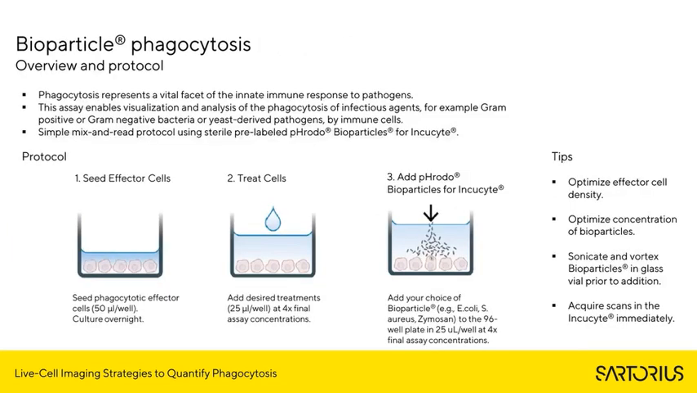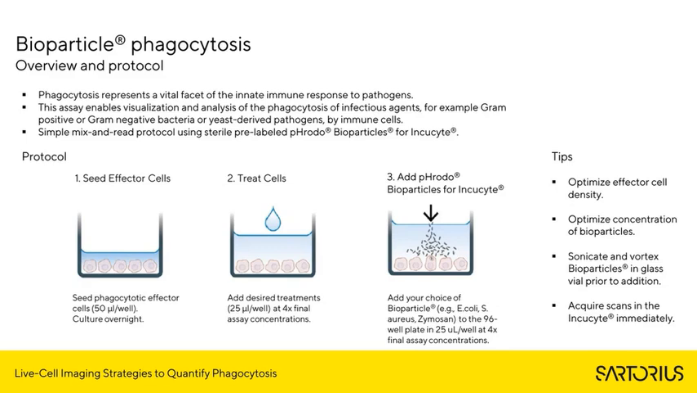As I previously mentioned, phagocytosis is a key mechanism by which microorganisms are engulfed and degraded, and this represents a vital facet of the innate immune response to pathogens to defend the host from infection. The Incucyte bioparticle phagocytosis assay enables real-time visualization and analysis of phagocytosis of infectious agents, for example, gram-positive or gram-negative bacteria or yeast-derived pathogens by immune cells. And this protocol is a simple mix and read protocol that uses sterile pre-labeled pHrodo bioparticles, and these are available in either green or red.